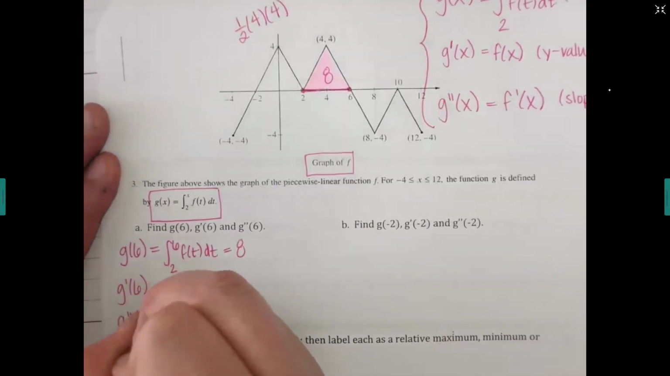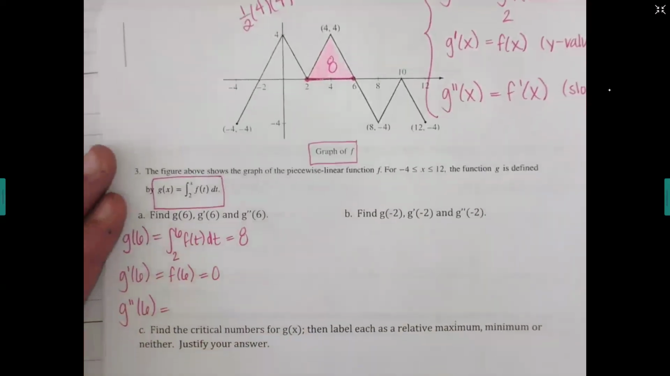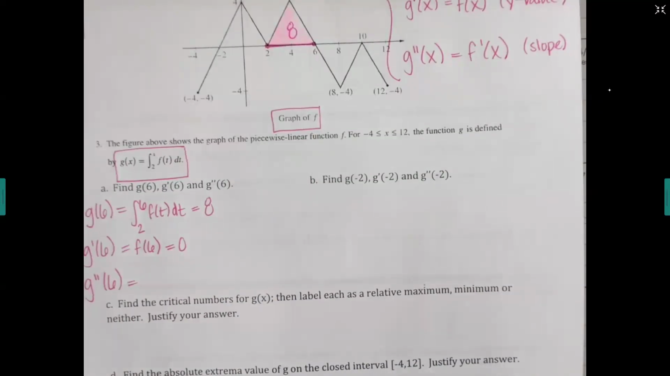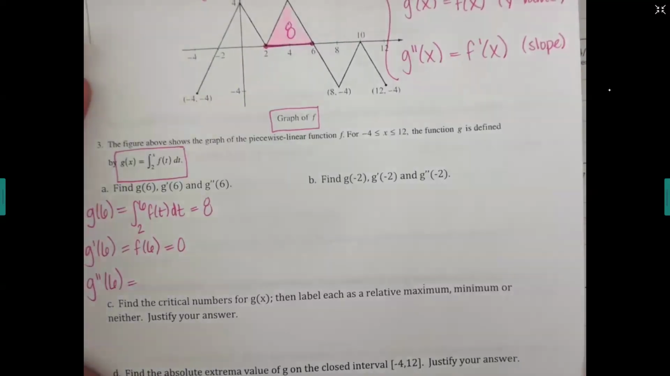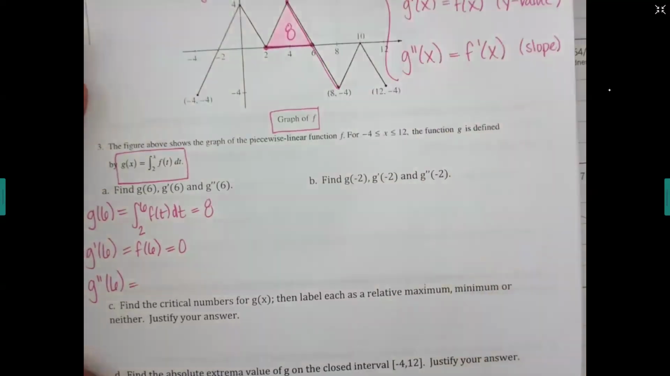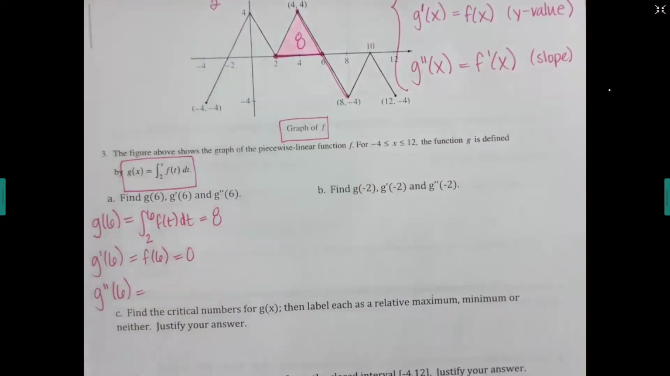Next one I want is g double prime at 6. And then I would look up here at my work and I would say, but wait, if I want g double prime, that means really I want f prime, which is what feature? The slope. So if I go to 6 and I want to count the slope here, remember, you can only do that if it's linear. They can't ask you to hand calculate the slope on a graph unless it's a straight line.